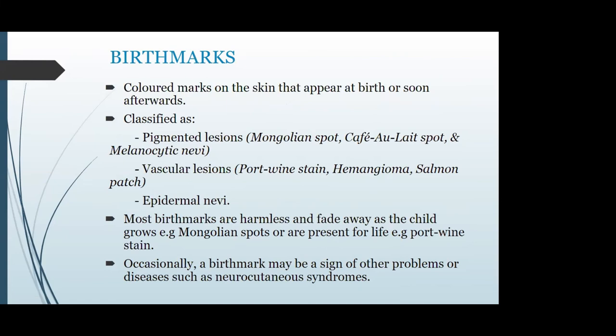So it's quite common. Birthmarks are colored marks on the skin that appear at birth or soon afterwards, and they can be classified as pigmented lesions, which occur with the pigment cells, vascular lesions, which occur with the blood vessels, or epidermal nevi, which occur with the outer layer of the skin. Most of the birthmarks that we see are harmless, and they tend to fade away. Some fade away, like the Mongolian spots, while some might be present for life, like port wine stain. And occasionally, a birthmark might be a sign of an underlying serious condition, like a neurocutaneous syndrome. Next, please.